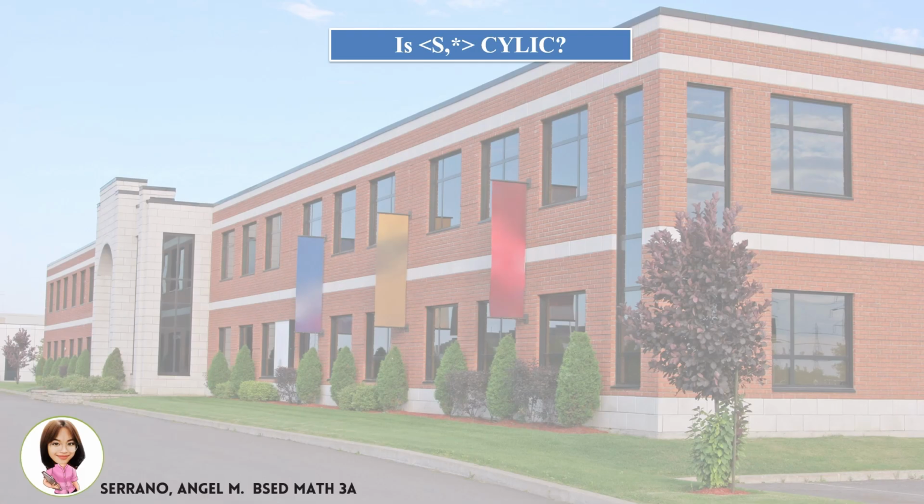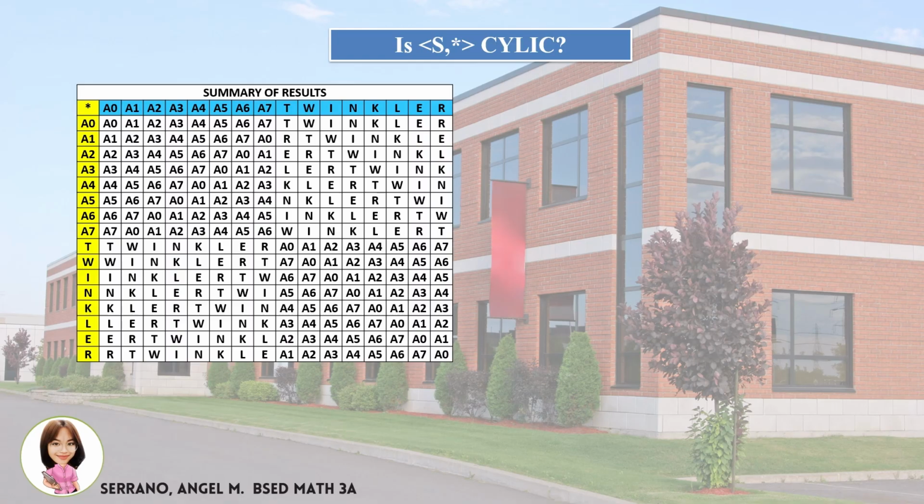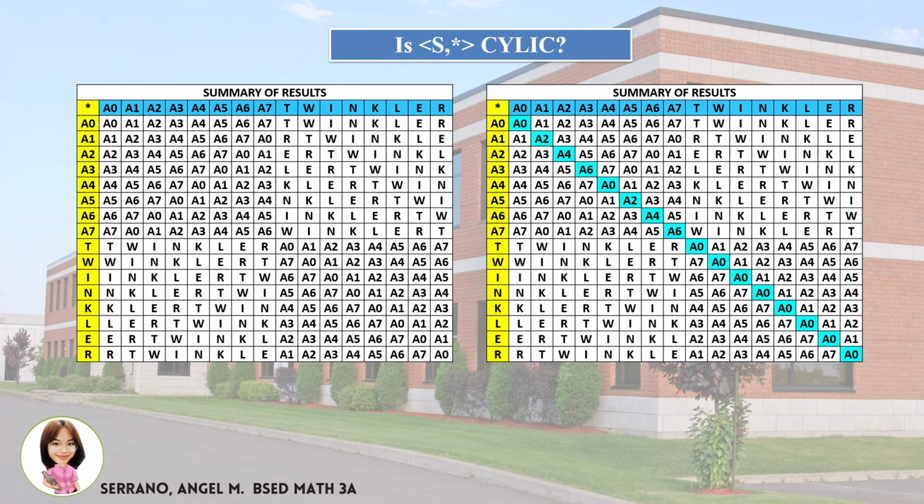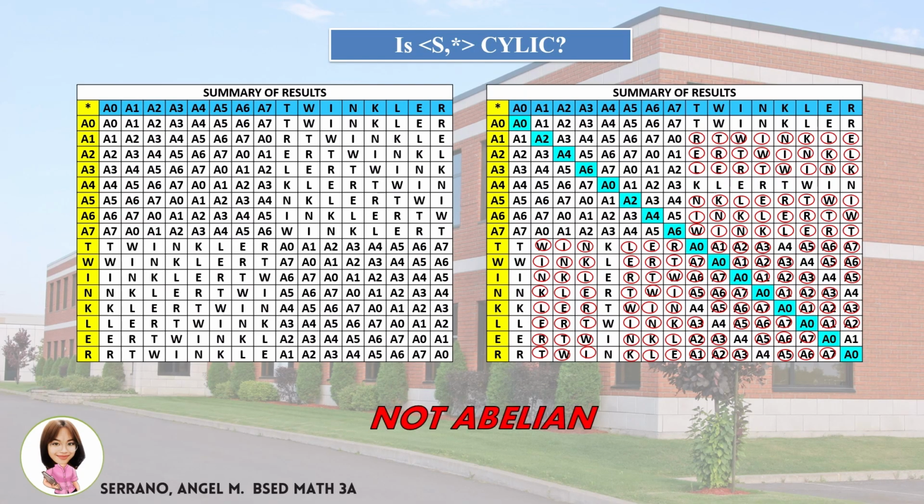To determine if this group is cyclic, let's first classify if its table is abelian. To classify if its table is abelian, the elements should mirror each other across the diagonal. So this is the diagonal, which is highlighted in color teal. And as you observe, some of the elements, which are encircled here in red, do not mirror each other across the diagonal of the table. So therefore, we can say that the group of S under binary operation star is not abelian.